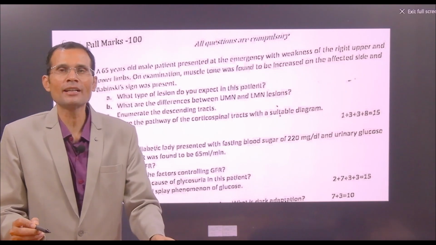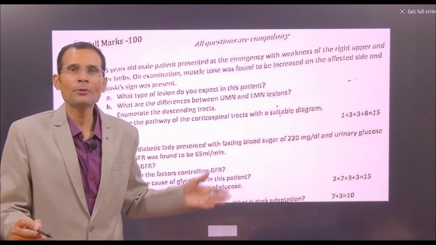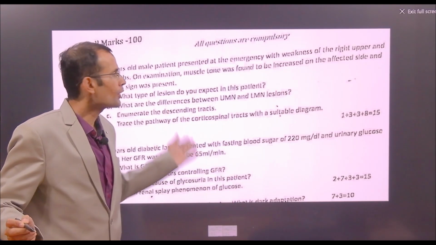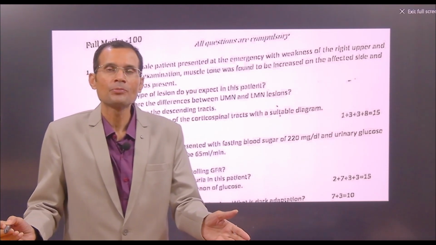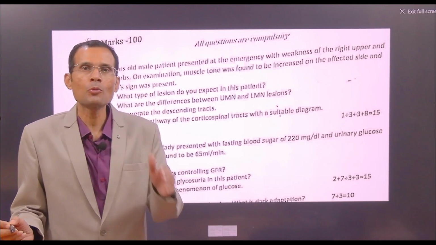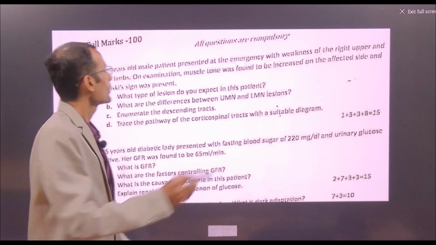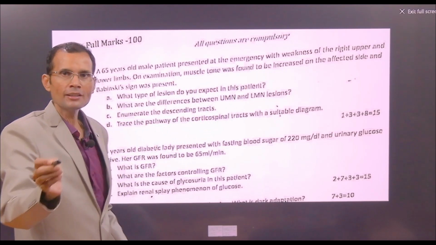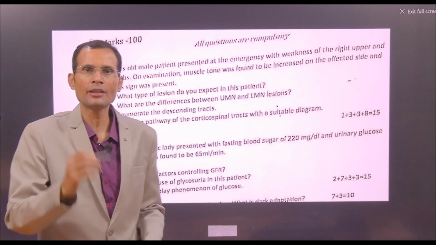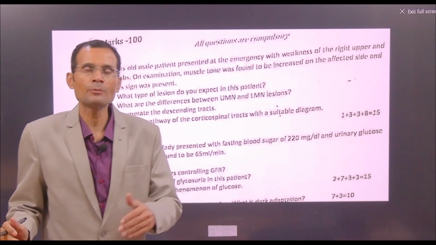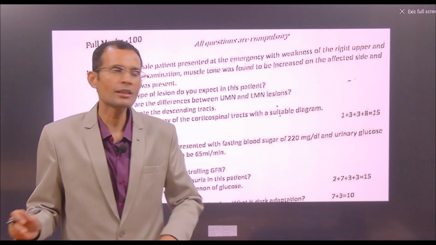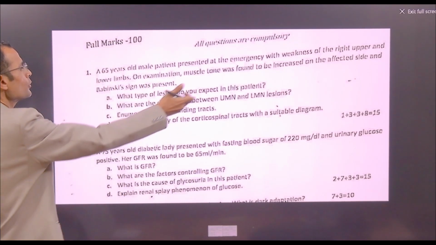And Babinski's sign was present. Do I have to even read further? They have given Babinski's sign present. So this is definitely upper motor neuron type of lesion. Therefore, muscle tone has increased. Hypertonia, you know, exaggerated reflexes. Babinski sign positive in the pyramidal tract lesion. And the questions will be related to that.